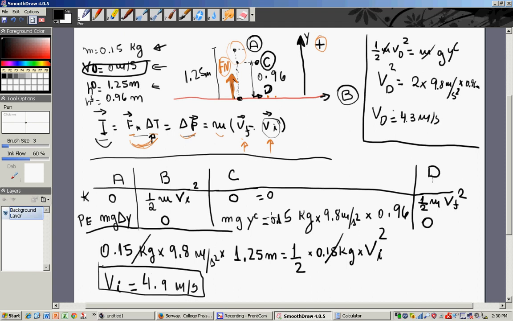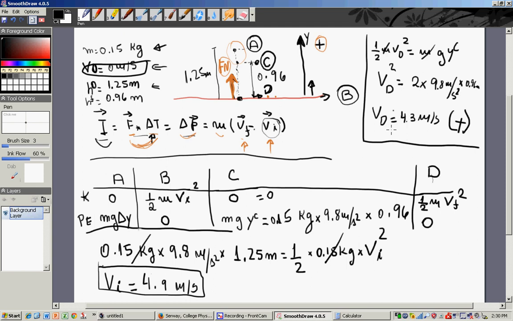Okay, what is the sign of this velocity? Well, the sign of this velocity is a positive sign because it's going upward, right? So the initial velocity here, the velocity in which this ball rises up, is positive.